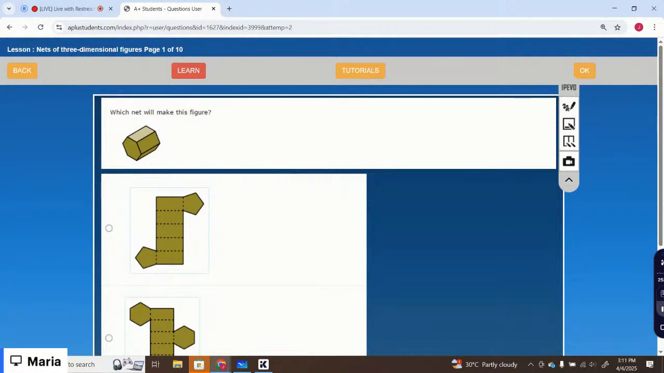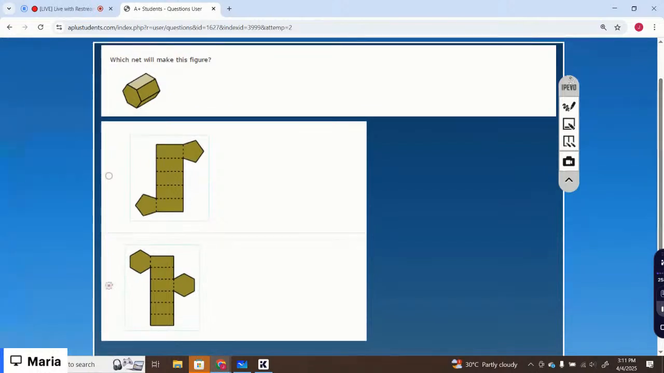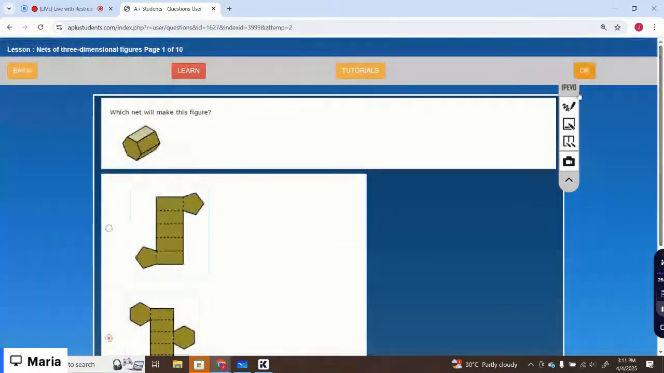Which net will make this figure? Just look at this side. One, two, three, four, five, six. One, two, three, four, five, six. Option number two is the correct option. Option B is the correct option.